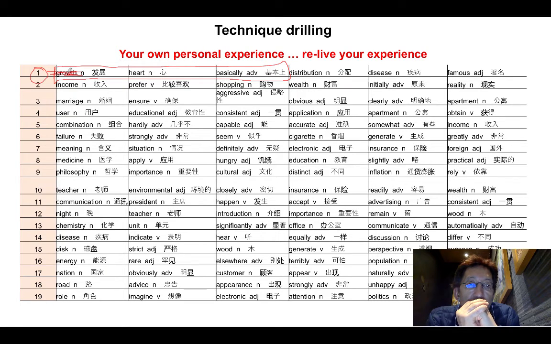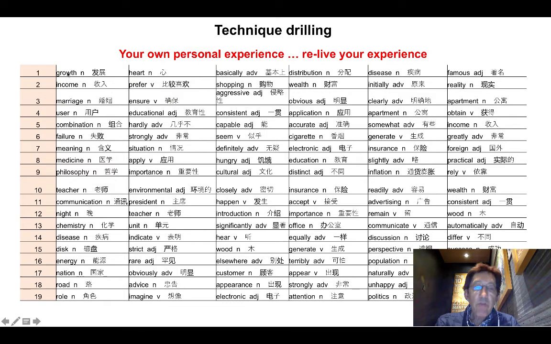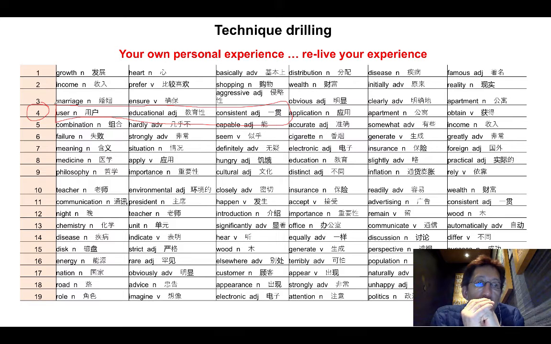I don't know how to use another one. All right, we'll just switch. Okay, same page. How about line 4? First 3 words. You mean user, educational, and consistent? Yes. Okay.